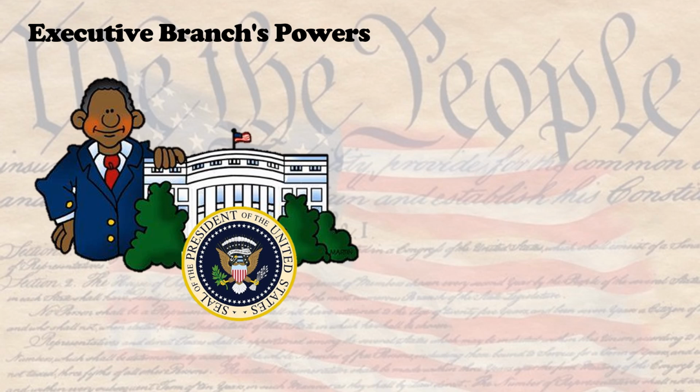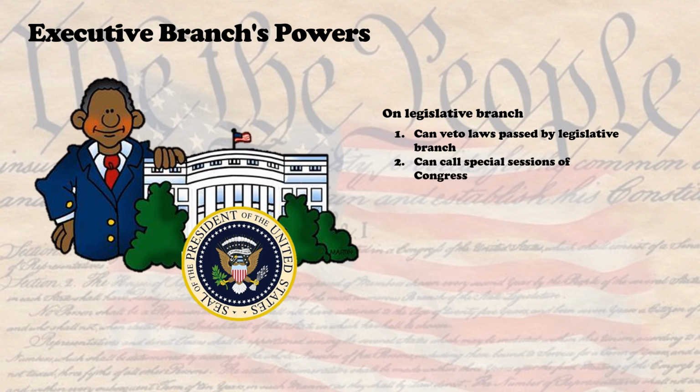What are the executive branch's powers? Now, once again, the executive branch is led by the President of the United States. Well, on the legislative branch, the executive branch, the President, can veto legislation, can veto laws brought to him as bills by the legislative branch. The President can call special sessions of Congress. Right? If Congress is not in session, the President can bring them into session if there's something urgent that needs to be discussed, that needs to be decided.